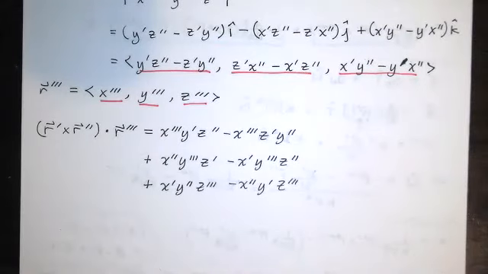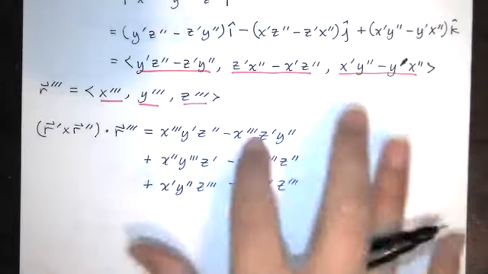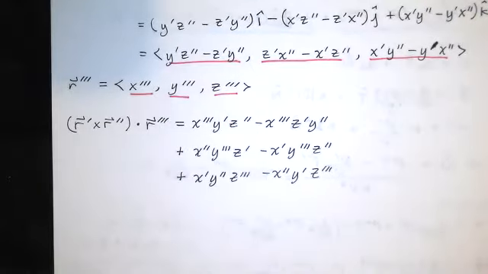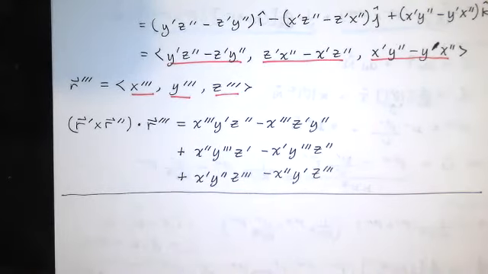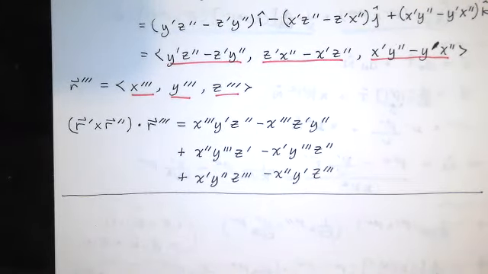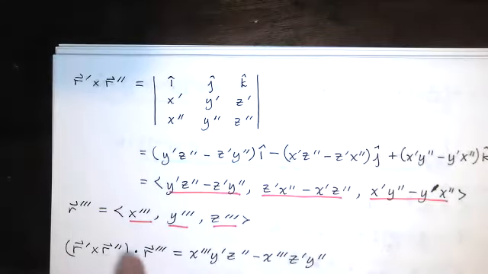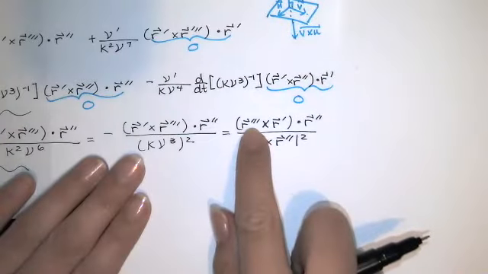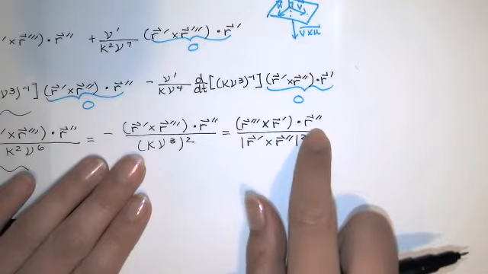Is there any way I can simplify that at all? Trying to see if there are any patterns there. I mean, of course, we could factor out the x triple prime, the y triple prime, and the z triple prime. But are there any factors that cancel? I don't see any. Okay, so that's that one. And I'd like to show that this expression here is equal to the expression that we had in our numerator over here. You've got r triple prime crossed with r prime, and we're dotting that with r double prime.